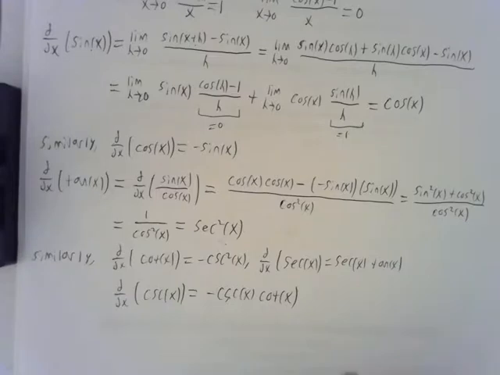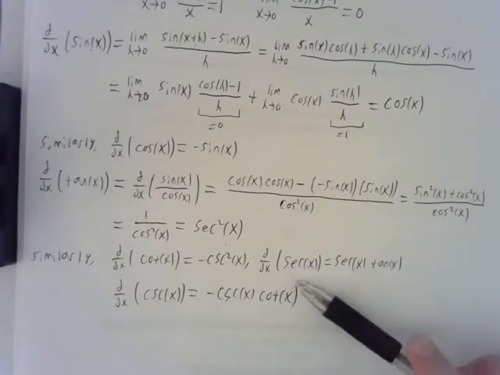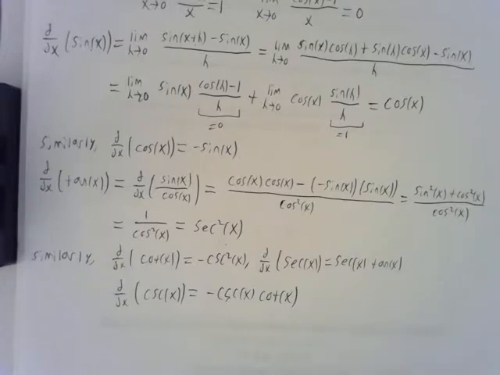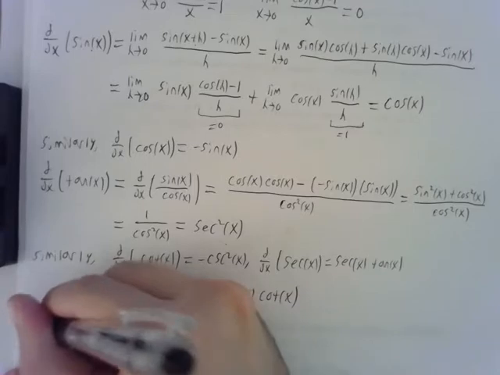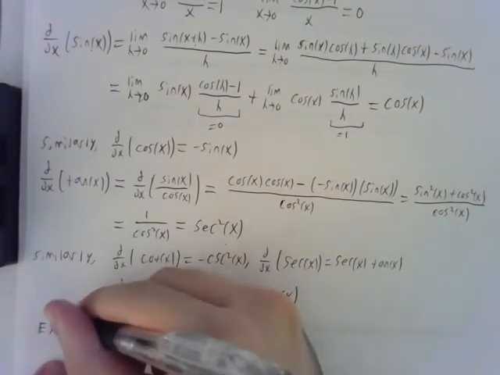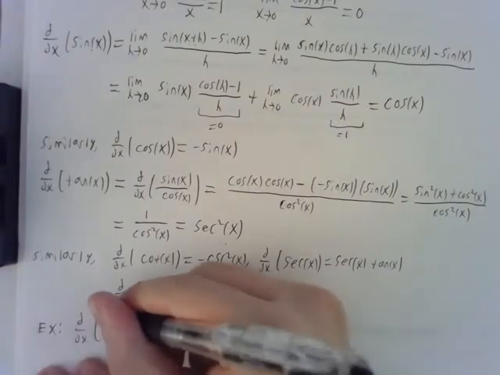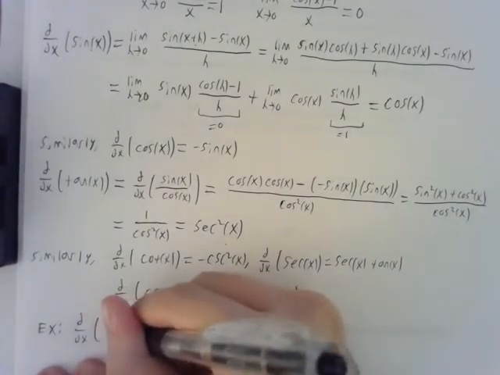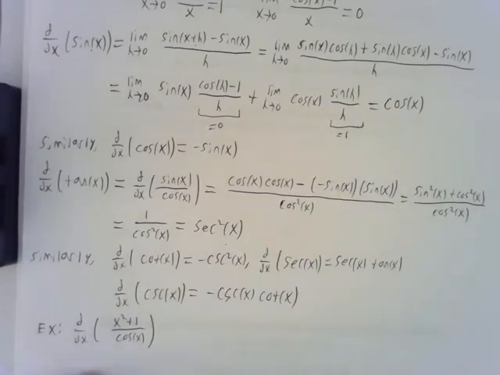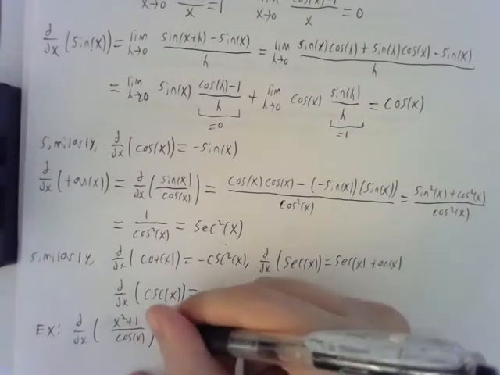So using these techniques, we now know the derivatives of all 6 of the trig functions, and we can use this in conjunction with the product and quotient rules that we already knew to take the derivatives of a much larger class of functions than we were able to before. So for example, we can take a look at something like the derivative of, let's see, x squared plus 1 over cosine of x, and we can calculate this using the quotient rule.